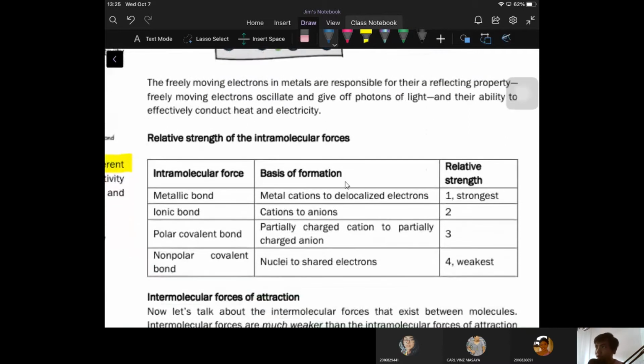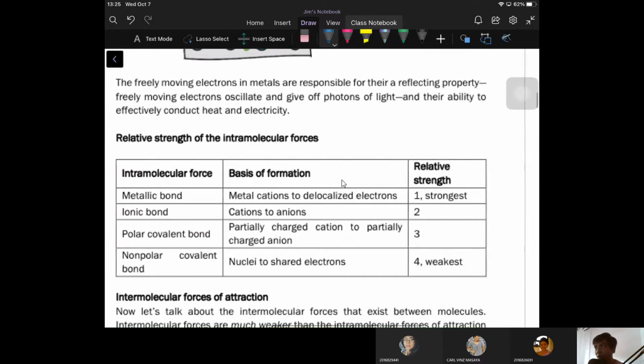Then now, let's proceed with the relative strength of intramolecular forces. So, ito yung magpe-predict kung sino yung solid, sino yung liquid, sino yung gas. Kung gaano kalakas yung attraction, more likely, solid yan. Pag mababa yung attraction, most likely, gases yan. Okay, so let's have this table. To rank the relative strength of the intramolecular forces, number one, or the strongest, would be the metallic bonding. So, metallic bonds are the strongest type of intramolecular bonds. So, yan yung pinakamalakas na uri ng bond.